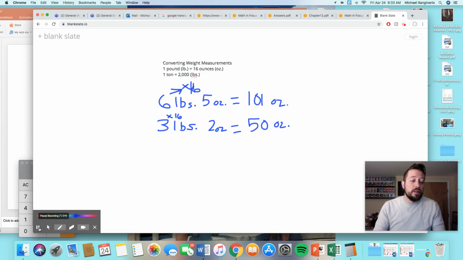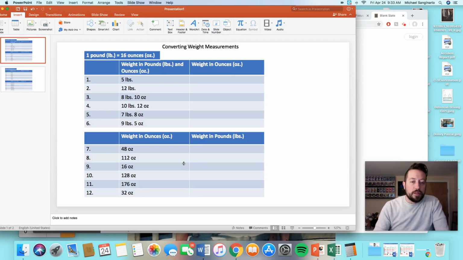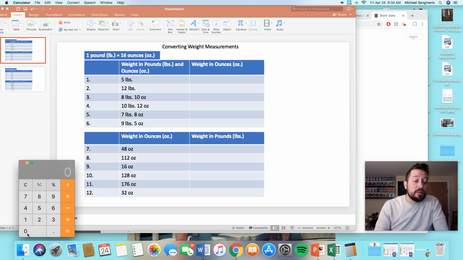So let's go to the activity now. Okay, so here we go. So the first part, and this is the assignment that will be in your math assignment today. Okay, this will be the work you have to do. So here we are, 1 pound equals 16 ounces, okay? So you have the weights here that are in pounds and ounces, and then we just want to do the ounces, okay? So if I have 5 pounds, this is what I need to do.